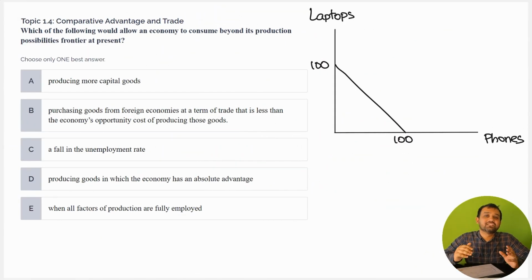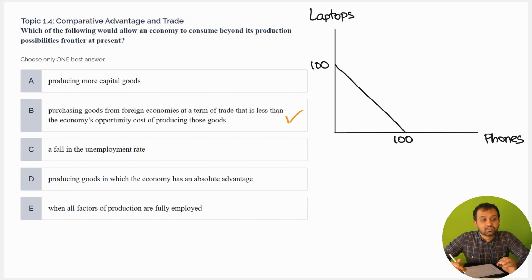What allows an economy to consume beyond its production possibilities frontier? Now we know that can be done if the economy specializes in the production of goods in which it has competitive advantage and trades with favorable terms of trade with trading partners. Now, if you look at the options available, the only trade-related one is option B. So suffice to say that should be the answer. But of course, sometimes you may have other options as well. So we need to go through these options one by one and figure out what they're saying.